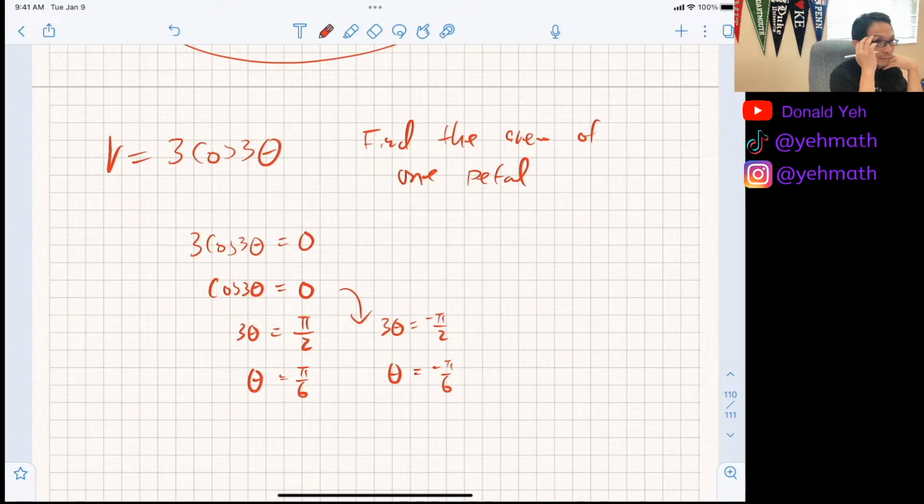Why are you using negative pi over 2 instead of like 3 pi over 2? Because why would you want to? Here's a problem. Yeah, that's a good question. If you had 3 pi over 2 divided by 3, it's still pi over 2.